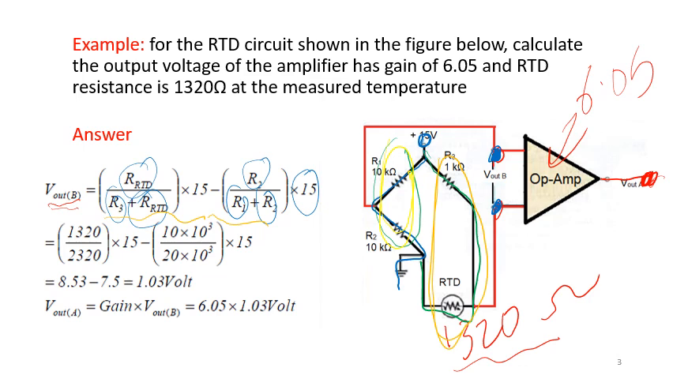When we calculate them, you are going to find that the voltage is 1.03 volt. That's here at this point. Now if I want to calculate the voltage at the output, it's going to be this voltage multiplied by the gain, which equals this value. So the gain of 6.05 into 1.03 equals the output voltage, which is not given here anyway. It's an easy value, you can calculate it.